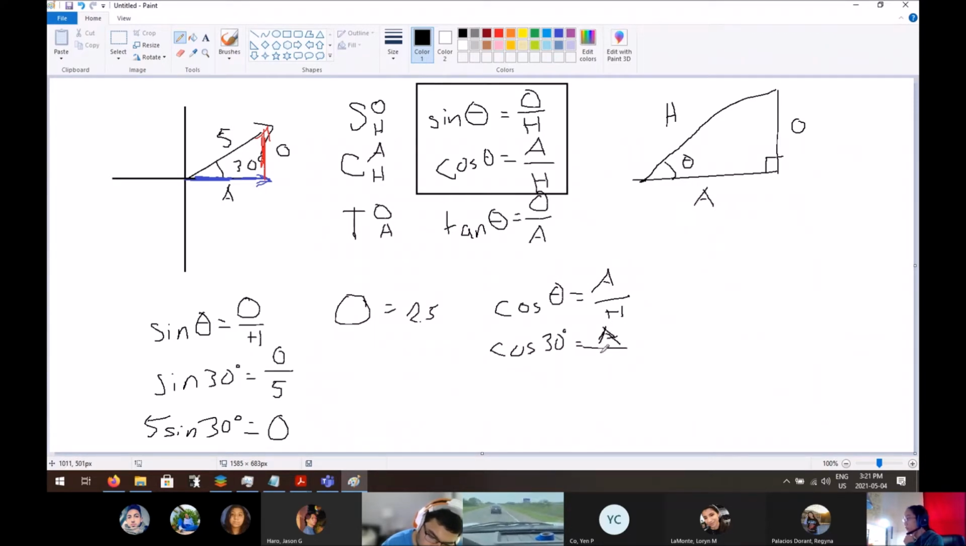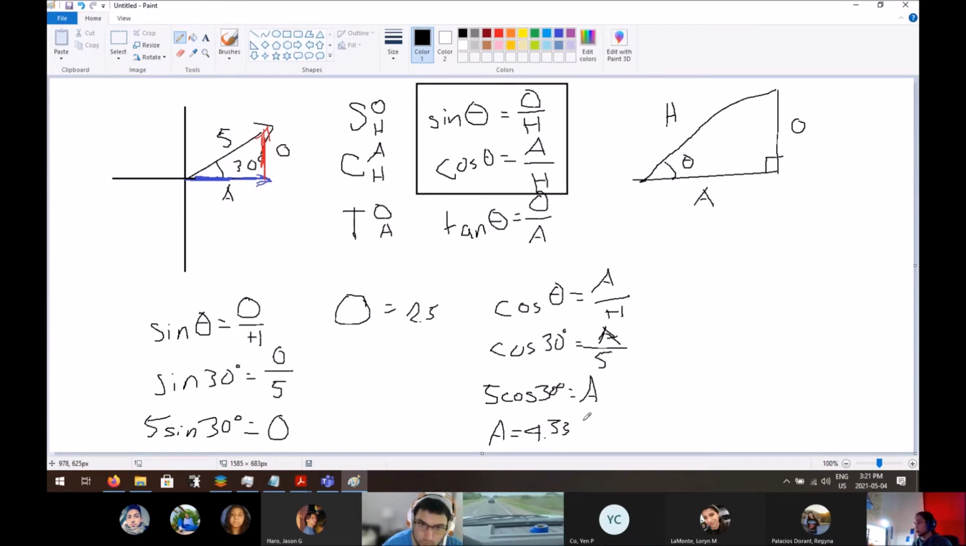H is 5. Move 5 to the other side. 5 cosine of 30 degrees equal to adjacent. So that would be 5 cosine of 30. A is equal to 4.33. Yeah, it's just 4.33.